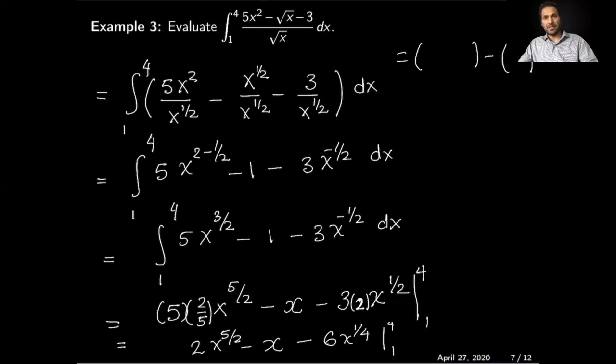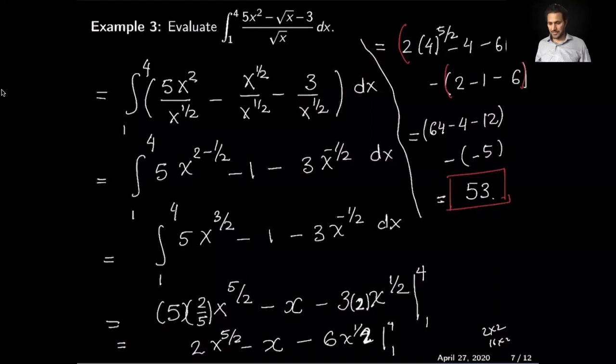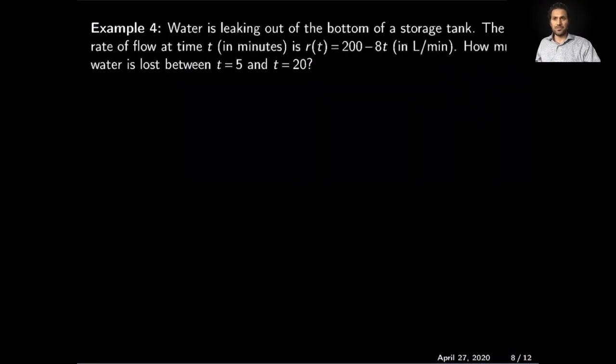Pause the video for a minute and do these calculations and come back to see the final result. So after plugging in the upper limit and lower limit, and simplifying the numbers, my answer is 53. And you can also verify these calculations by doing them yourself. Let's move to the next problem.